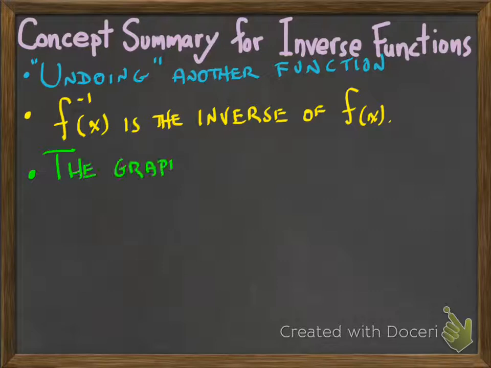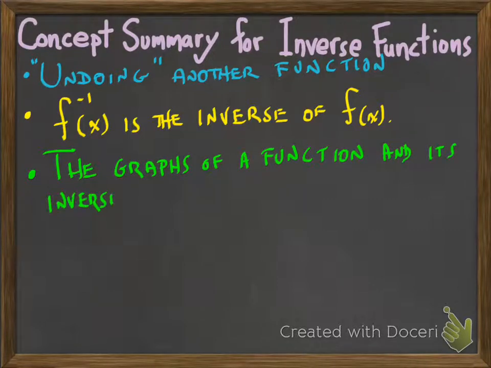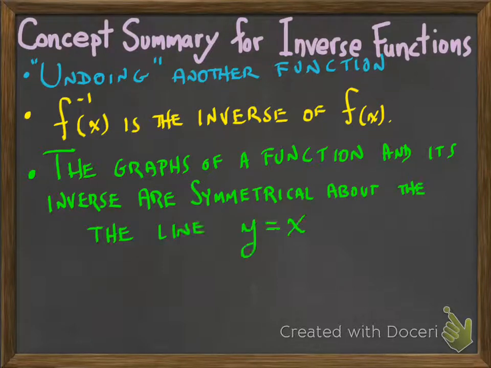The other idea is that the graphs of a function and its inverse are always symmetrical around the line y equals x. This is an important idea about the graphs. In fact, it's a way that you can check whether two functions are really inverses of each other. Are they really symmetrical around that line y equals x? If they're not symmetrical, then they're not inverses.